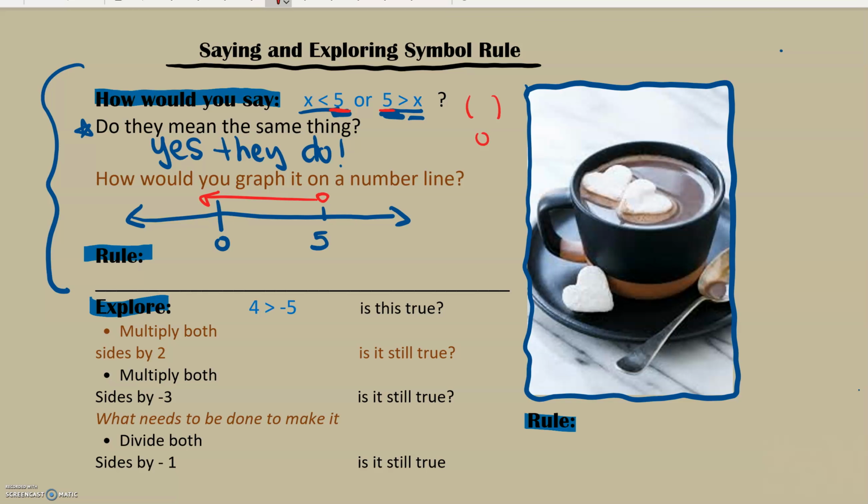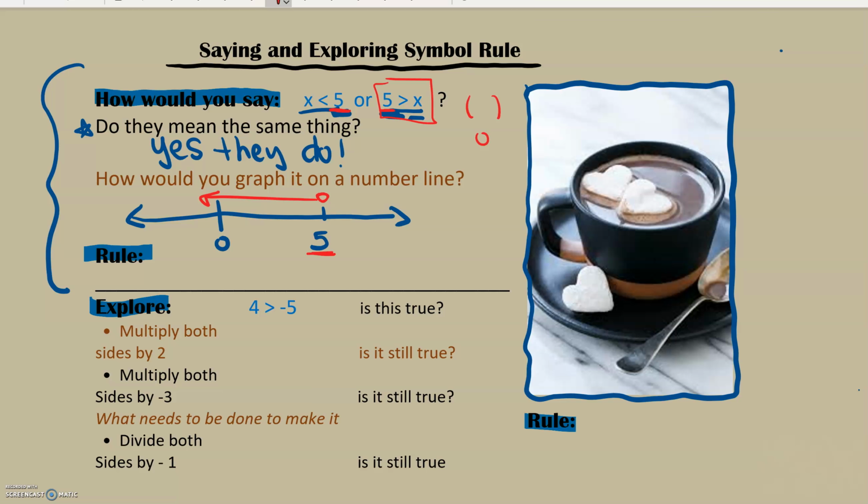So if we look at that second one there that says that 5 is greater than x, it also means that same thing, because it's telling us that 5 is the greatest number there on the number line. So all of those x's have to be on that left side of the number line.